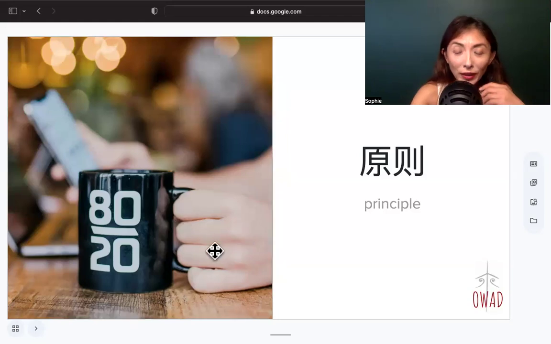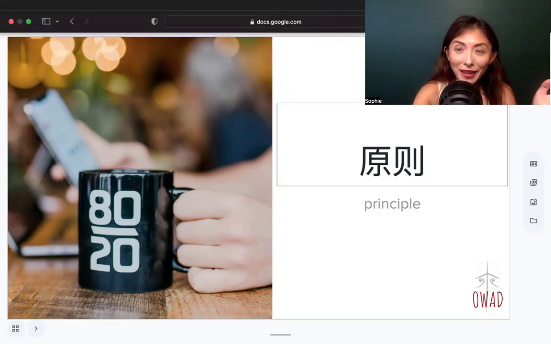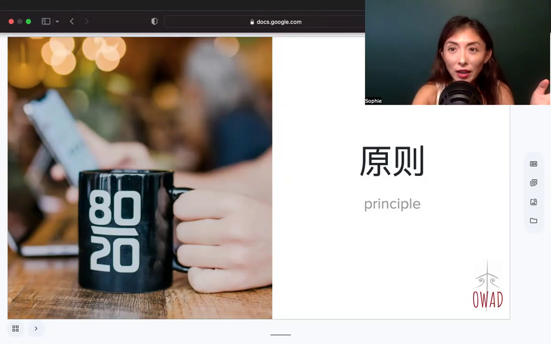And I guess 80-20, this Pareto principle, is a very well-known principle that somebody discovered and can be applied to business situations a lot. There we go.